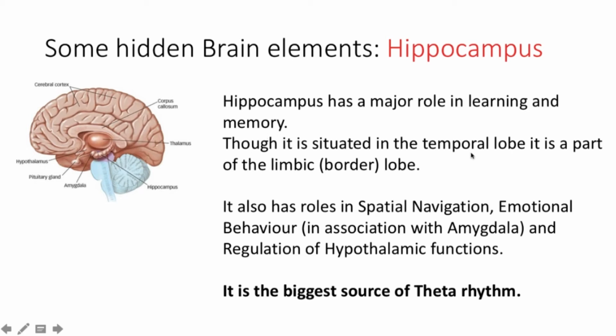And even though it is situated in the temporal lobe, it is essentially a part of the border part of the brain, the limbic lobe. It also has roles in spatial navigation, emotional behavior, so not just memory, and regulation of some of the hypothalamic functions. And it's the biggest source of the theta rhythm.